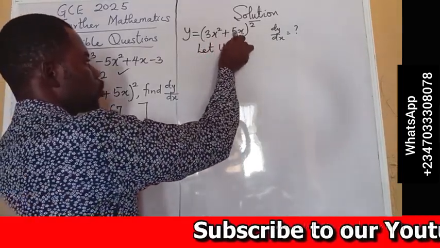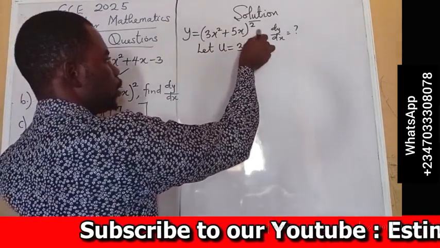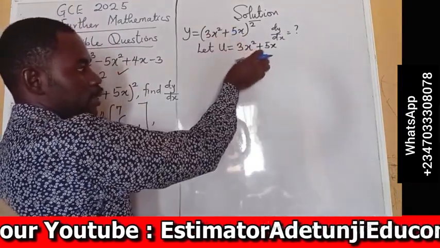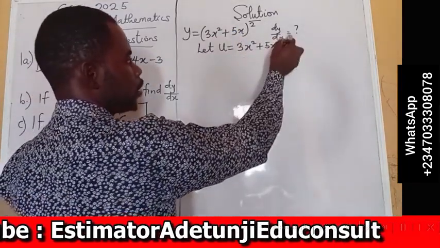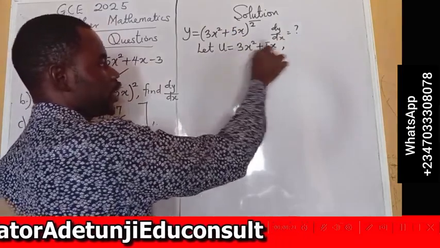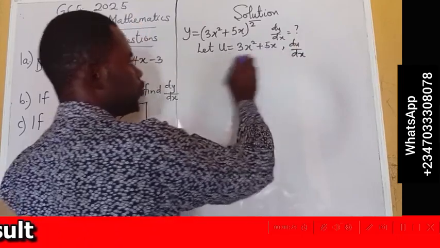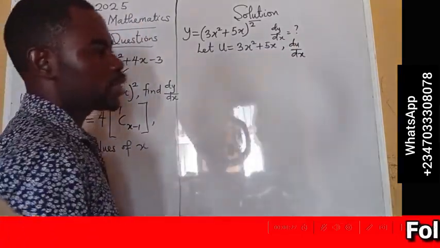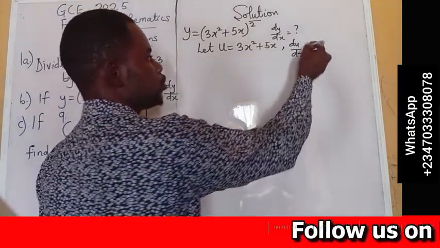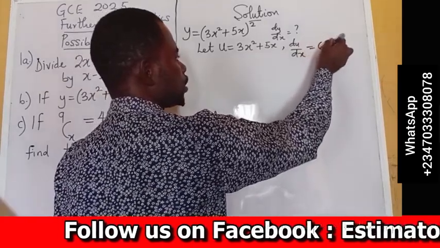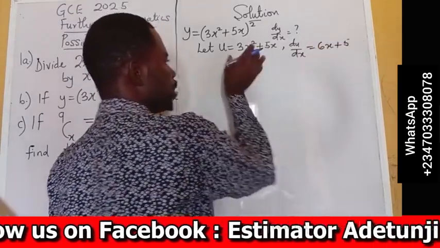How? I'll just say let u equal 3x squared plus 5x. That is this problem. I'm letting it out. So without wasting time, I will now find the derivative of this value. I will say du dx, that is, I want to differentiate this with respect to x. When I differentiate this one, I have 6x plus 5. That one has been achieved.